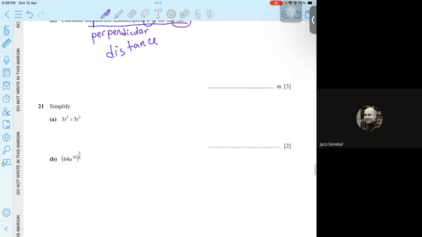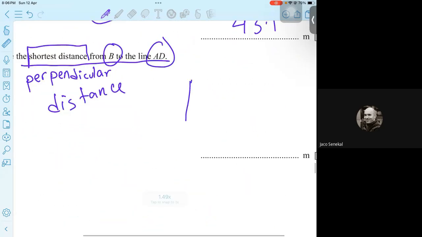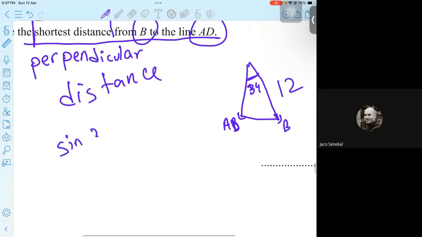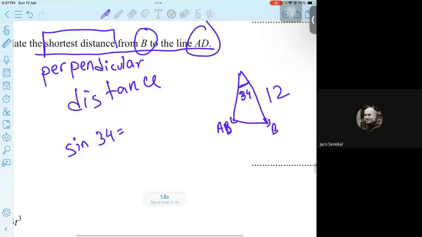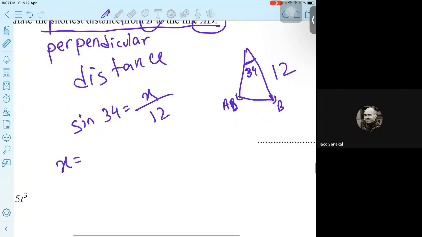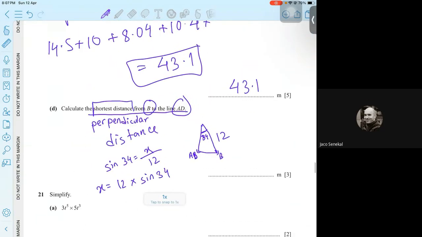So let's redraw this triangle. The triangle is that I have a hypotenuse as 12. I have this as 34, and then I have to find the opposite from B to AD. So sine 34 is equal to opposite over hypotenuse. So it's x over the hypotenuse, which is 12, right? Are you all okay with this? So x is equal to 12 times sine 34. And I believe this has been straightforward.